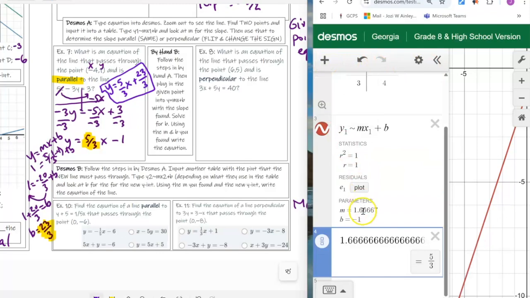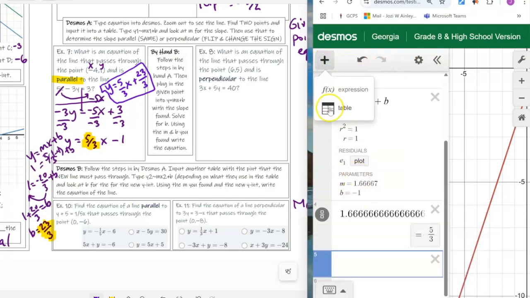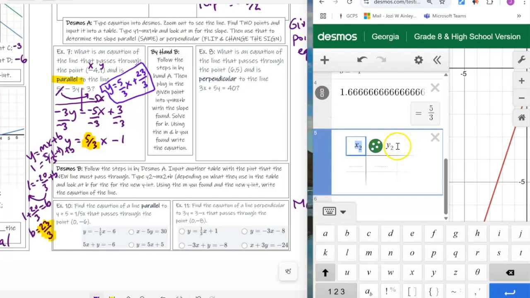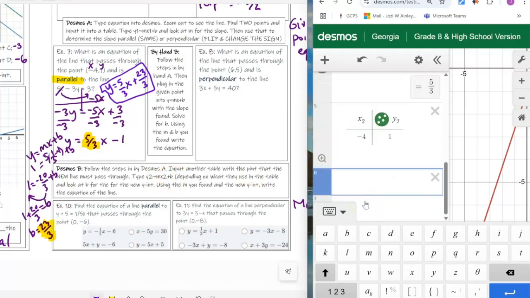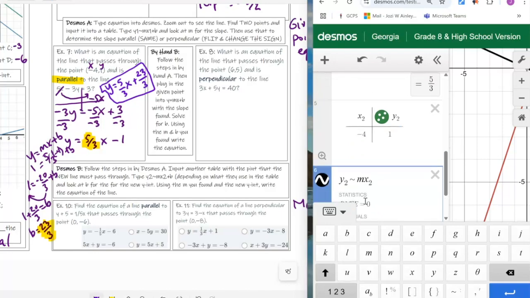All right, so I'm going to put in a new table. So come to the next line, input a table. Keep in mind it's changed it from x1 to x2 because I already have x1 right here. So if I want to reference this table, I have to use 2. Do not put 1. All right, so put in my new point, which was -4, 1. All right, then what does it say next? Type y2 ~ mx2 + b. So remember, I'm only matching this. So if this says 3, you want to type 3. So now I'm going to type y squiggly line, but this time it's y2, mx2 + b. Okay, depending on what you use on the table, look at b for the new y-intercept.